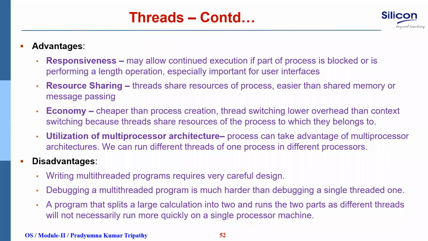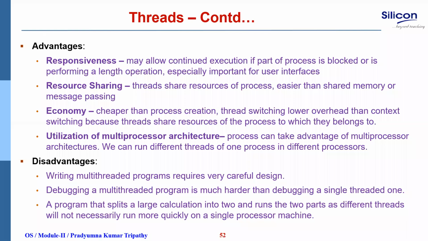The advantage of threads is, first, responsiveness. If a process has a number of threads, the threads will run very quickly, because you don't require message passing. These are lightweight processes, so they are very quick. So the response time, or responsiveness, increases. The user will immediately get some information. It may allow continued execution if a part of the process is blocked.